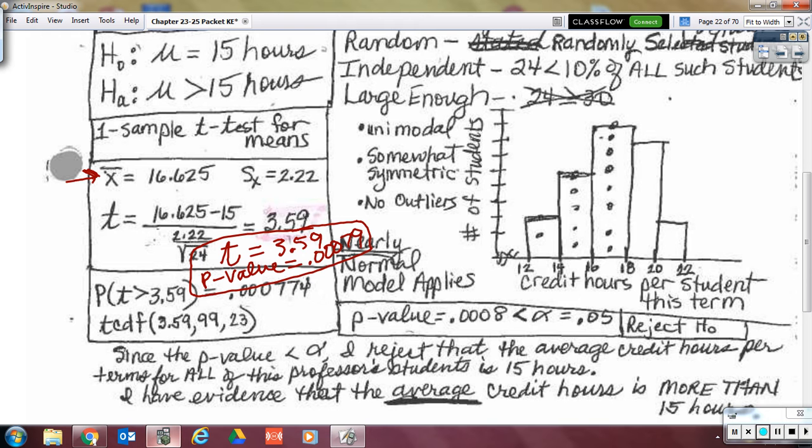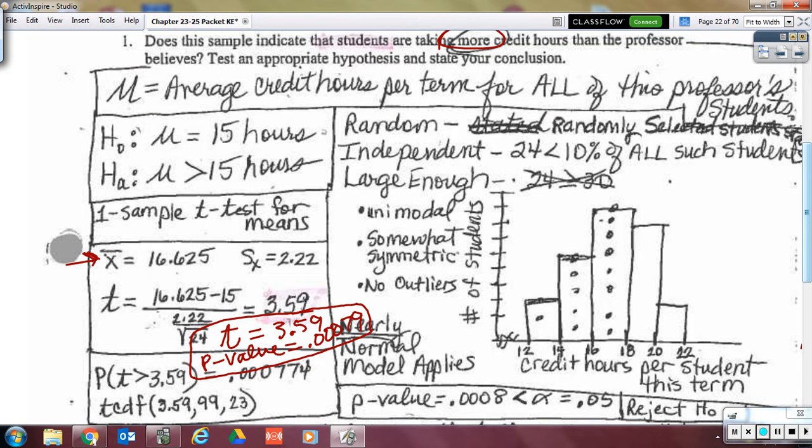So let's go ahead and look at the conditions. For our conditions, we had randomly selected students, which was stated. Independent: 24 is less than 10% of all this professor's students, and we knew that because it said in the problem the population, she had 250, so it's less.